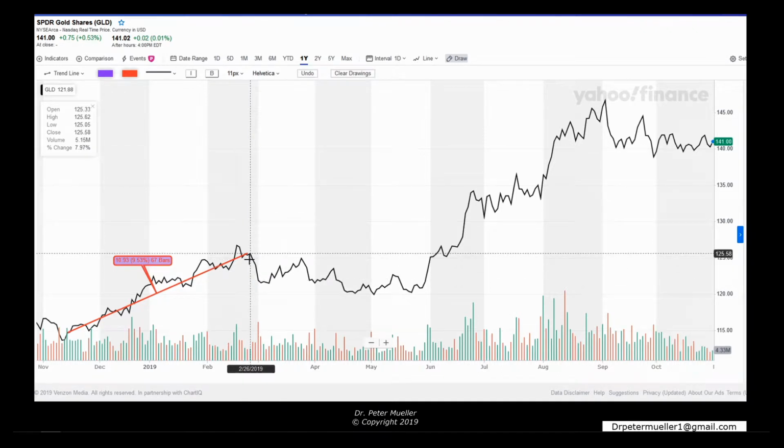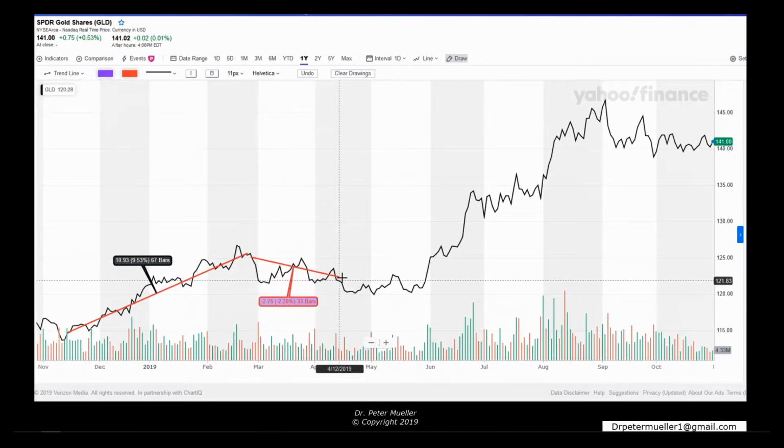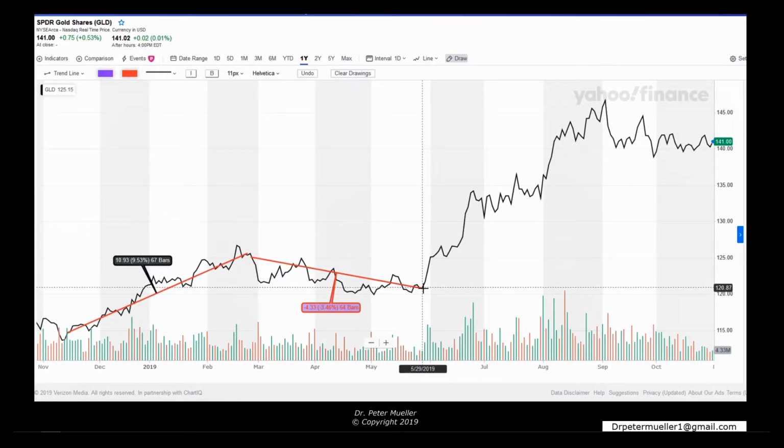Then I see here a declining part. So I just simply go choose a point where I think the trend began, make my first data point, and then I go to the second data point. And here I have 64 trading days and I have a decline of the stock price of GLD, of the ETF, of 3.46%.